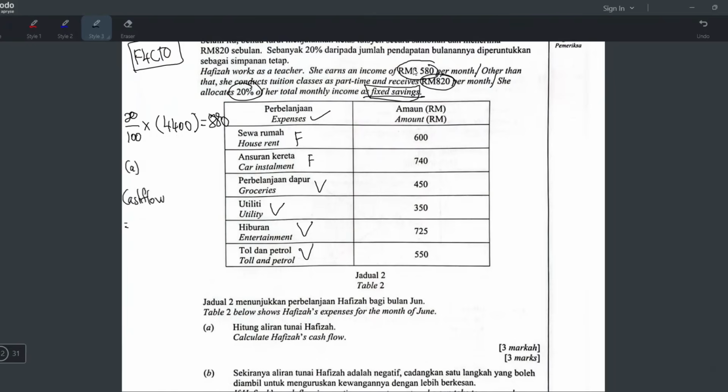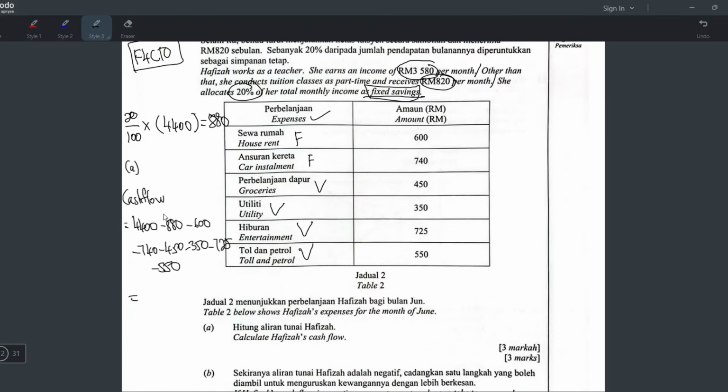Okay, so the total income is this plus this, which I already did just now, 4400. But since 880 goes to the savings, then I have to minus. Yeah, money that goes to savings you have to minus. Okay, and then all the rest here all have to minus also because all these are expenses. So minus 600, minus 740, minus 450, minus 350, minus 725, minus 550. So you press all this in your calculator.